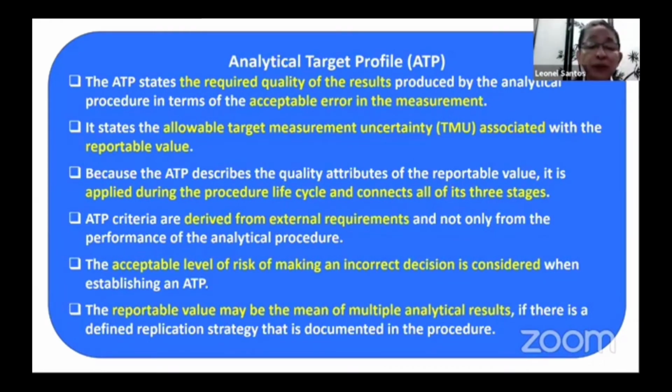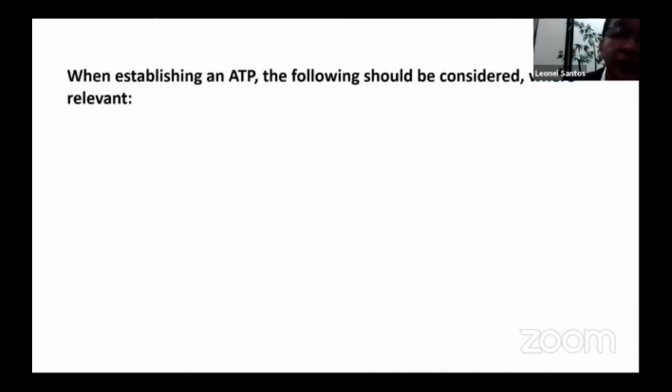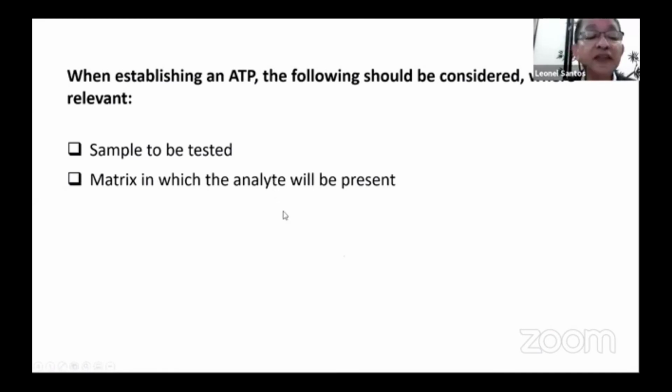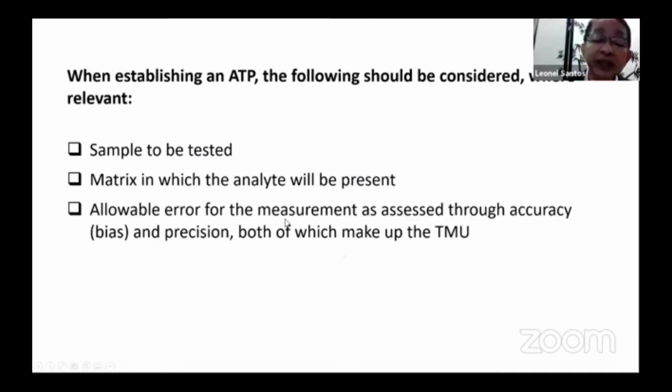And then the reportable value may be the mean of multiple analytical results. So a replication strategy, the number of trials, has to be defined in the analytical target profile. When you're establishing the ATP, it's important to consider the sample to be tested, the matrix in which the analyte will be present, and the allowable error for the measurement as assessed through accuracy and precision.